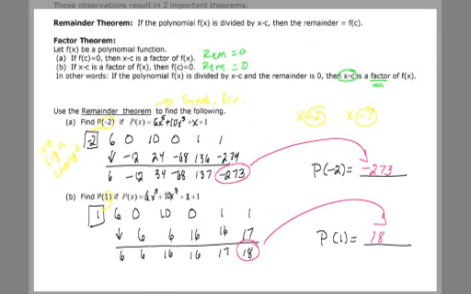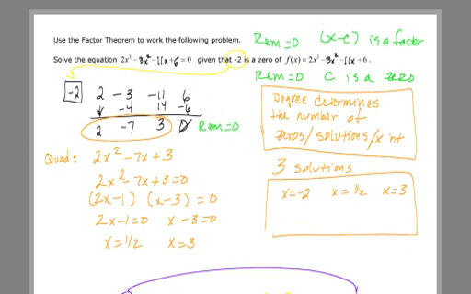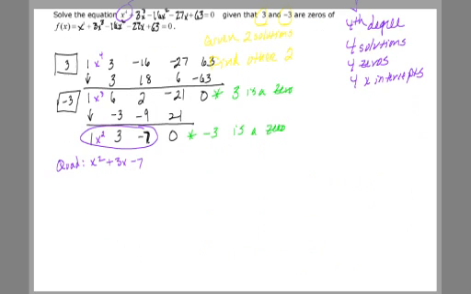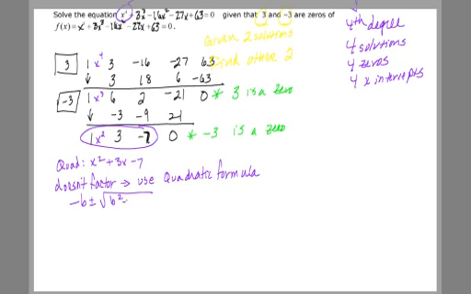Up here we had a similar one. 2x squared minus 7x plus 3. That one factored. I don't believe this one's going to factor. So if your quadratic doesn't factor, we use the quadratic formula. Negative b plus or minus the square root, b squared minus 4ac all over 2a.